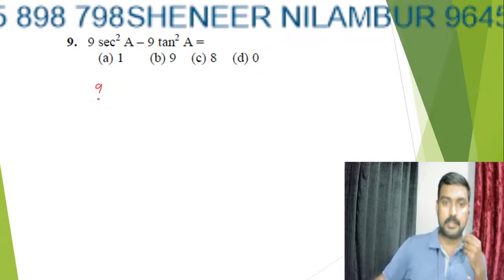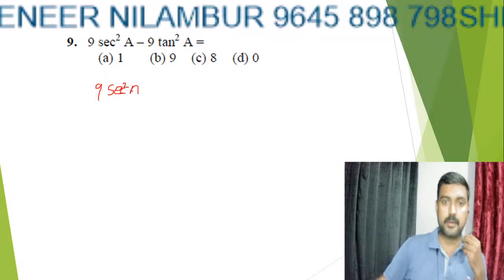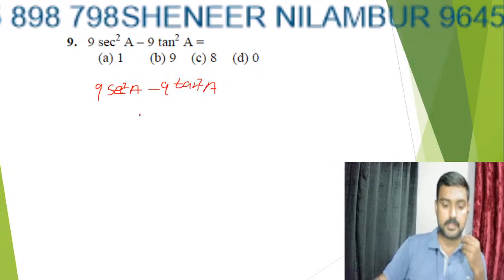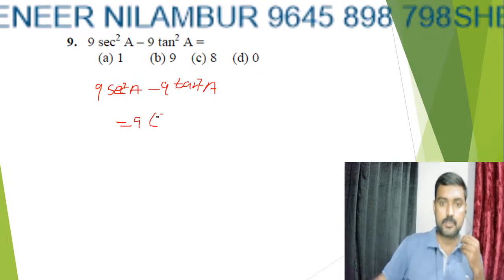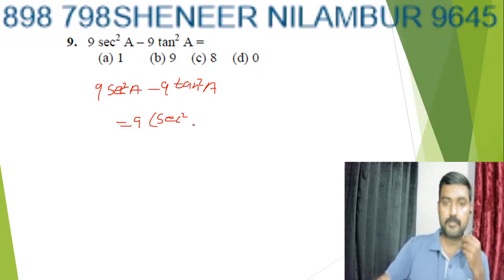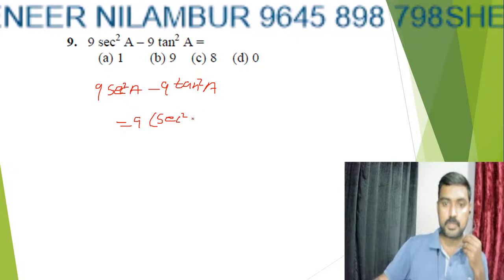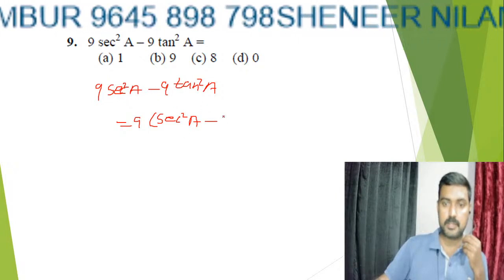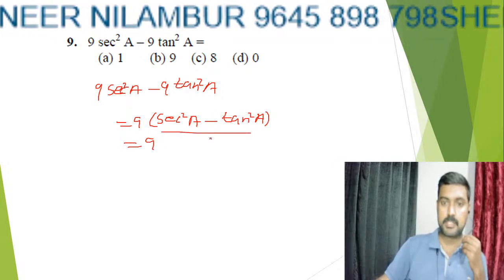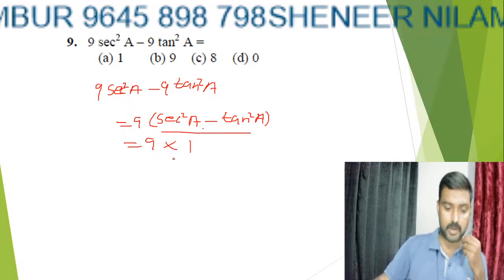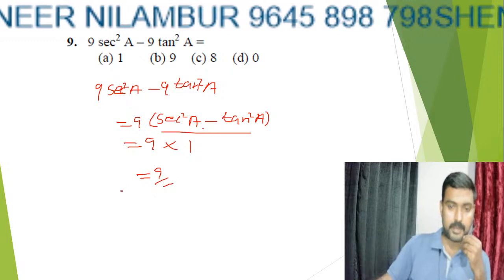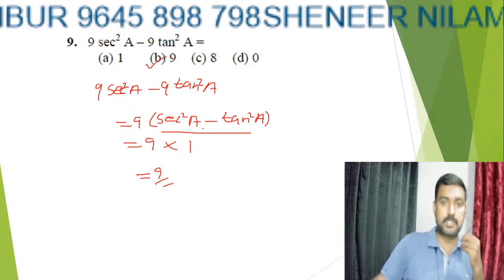Okay, so here we get 9 sec square a minus 9 tan square a. This 9 is common, it can be taken outside. Many one got the answer, Hima got the answer. This 9 is common in these two terms, it will be taken outside. So we will get 9 into sec square a minus tan square a. And we know that sec square a minus tan square a is equal to 1. So it will be 9 into 1. What is 9 into 1? 9. Okay, so we got the answer 9, which is option B.